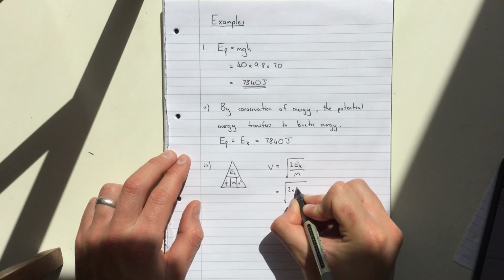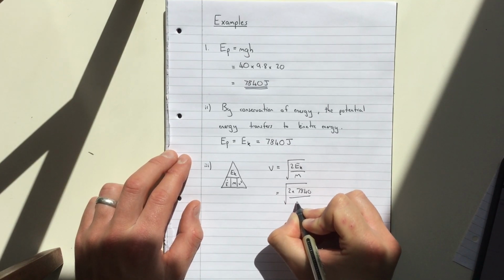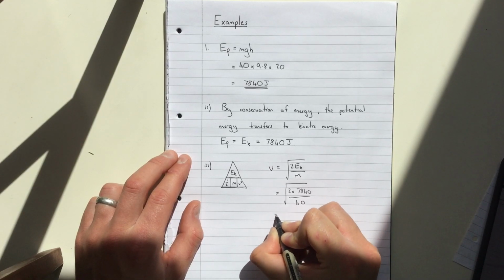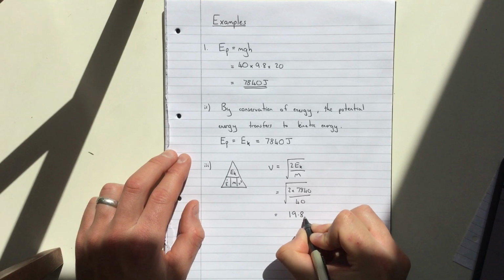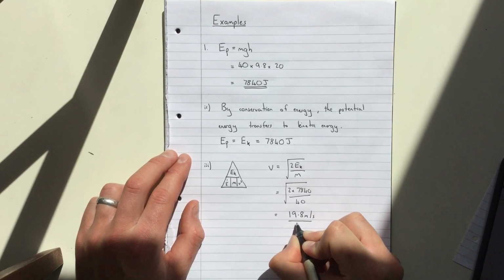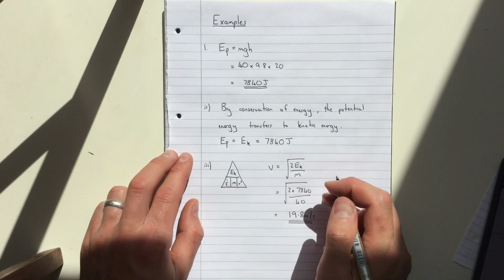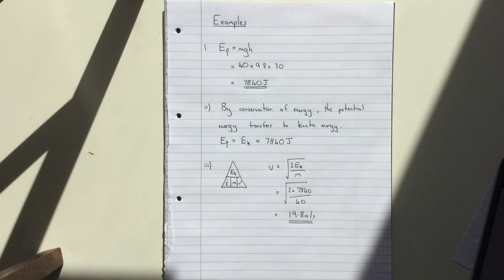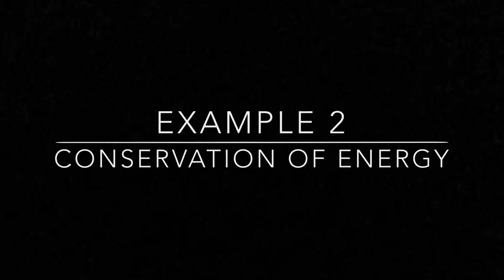We've got 2 times 7,840 divided by the mass, which we already know is 40. I'm going to do that in the calculator. I get 19.8 meters per second, which is reasonable. That sounds like a good answer to me. So, hopefully that all makes sense, and that's the first example. Okay, that's us looked at example 1.